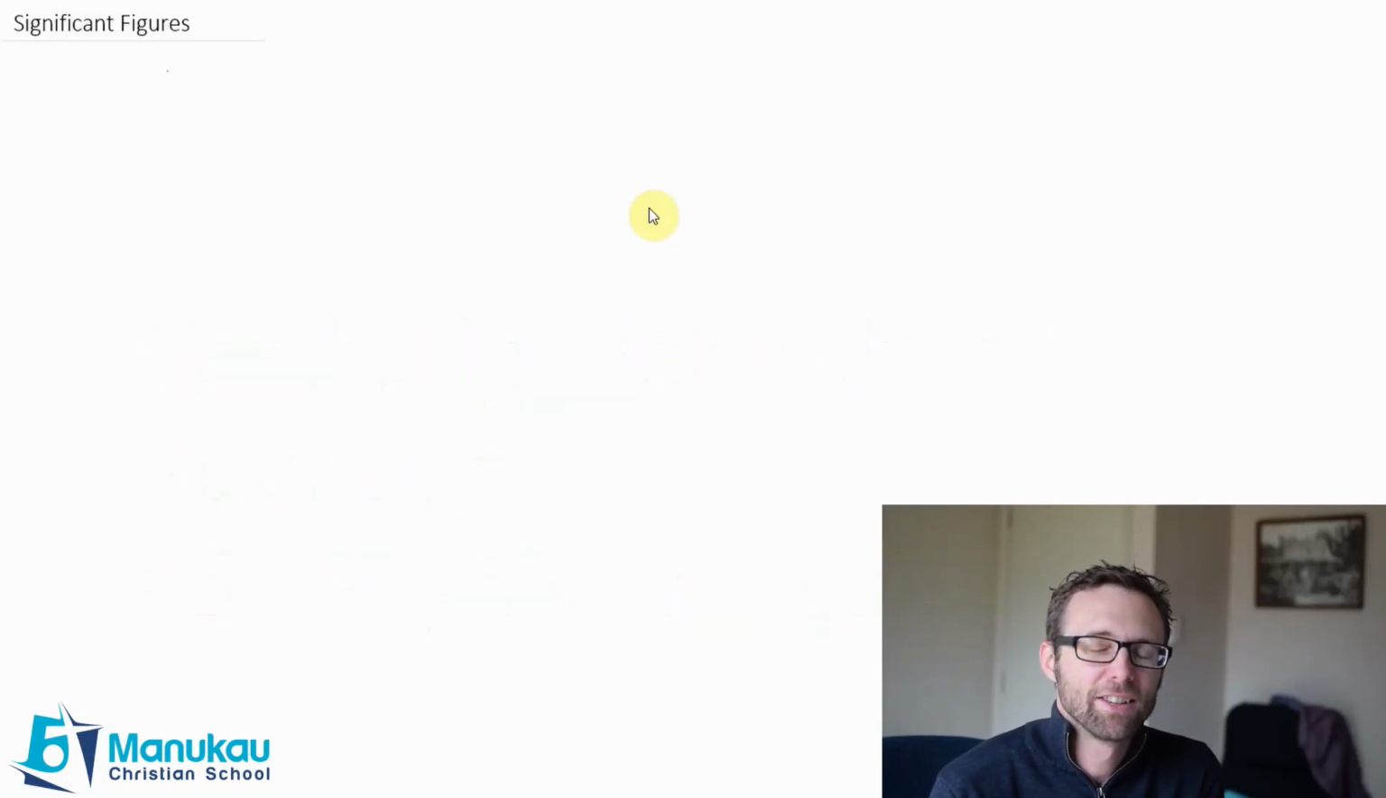Afternoon, students. Today I want to talk to you about significant figures. This is exercise 6b from your textbook. Significant figures are another way of giving an approximation to a number, so we might round to significant figures rather than rounding to decimal places or something else.